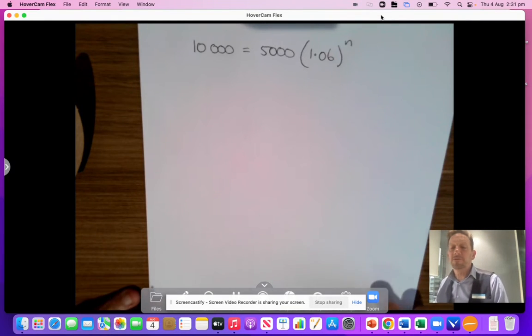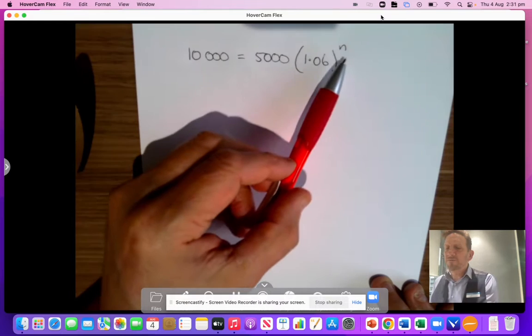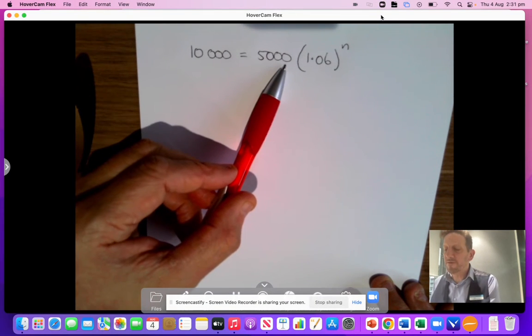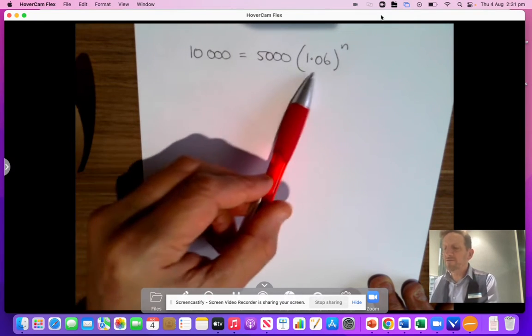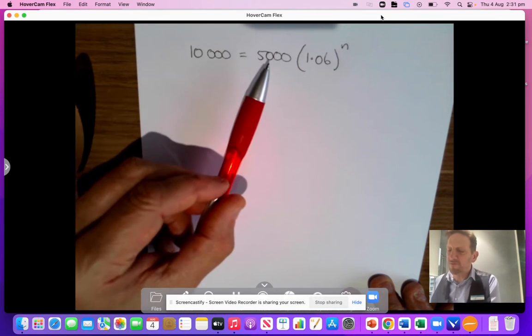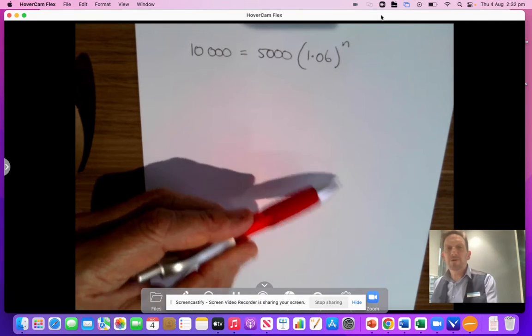Okay, so this was the open-ended question or investigation. We wanted to find out what n was. We invested $5,000 at 6% per annum, using the compound interest formula. The question was, how many years before this $5,000 doubled? And we could do this by trial and error.